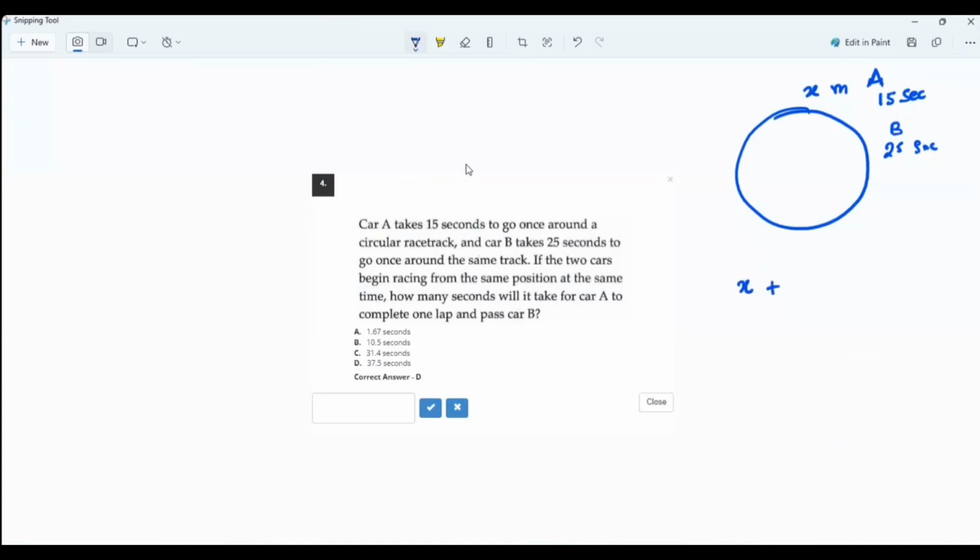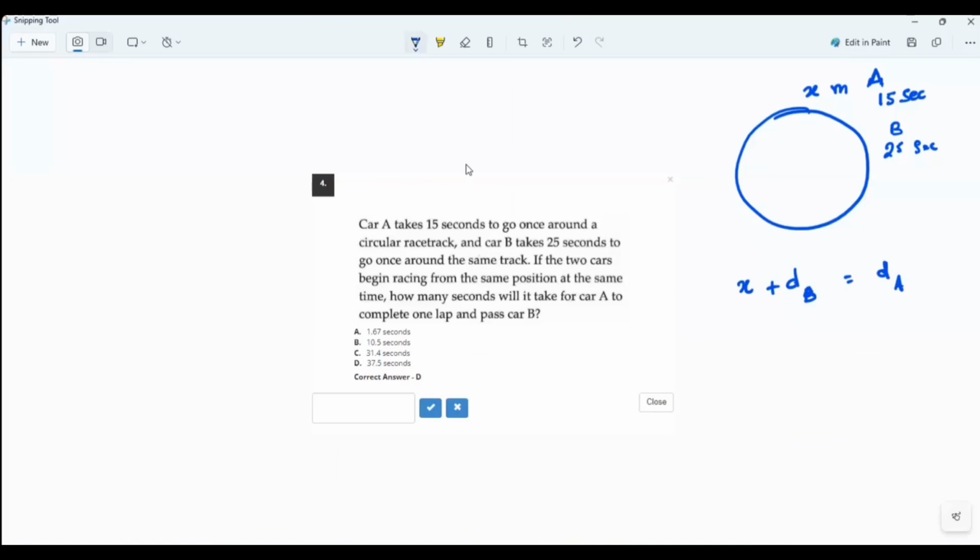X plus distance traveled by car A. No, distance traveled by car A is equal to one lap plus distance traveled by car B. Only then has A lapped car B. Do you all understand the equation? One full lap plus the distance traveled by car B equals the distance traveled by car A. Only then can we assume that car A has lapped car B.